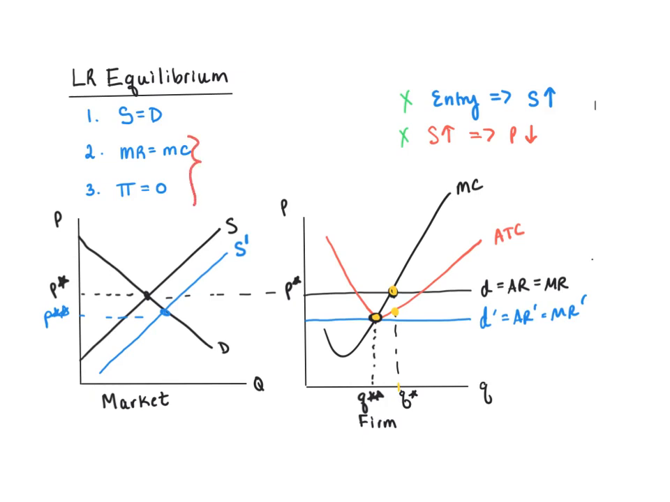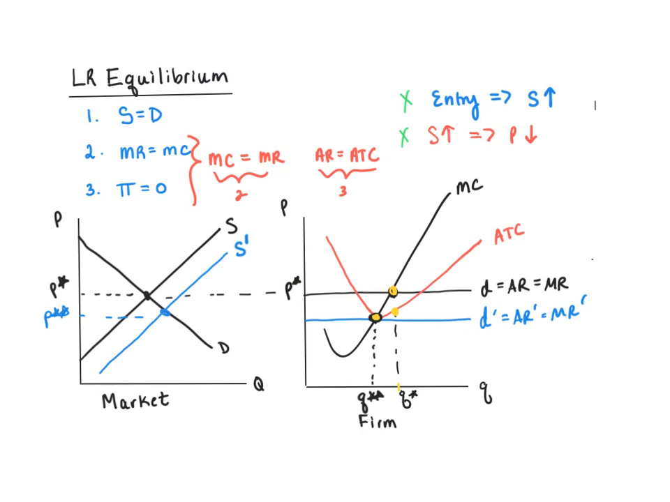Returning back here to conditions 2 and 3 for long-run equilibrium, let me write them out in the following way. Again, condition 2 says for stability in the firm's quantity, we need marginal cost to equal marginal revenue. Condition 3 says in order for there to be no entry or exit, we need for profits to be zero. When profits are zero, total revenue equals total cost, which means average revenue equals average total cost. Again, here is condition 2, and here is condition 3 expressed as average revenue equals average total cost.